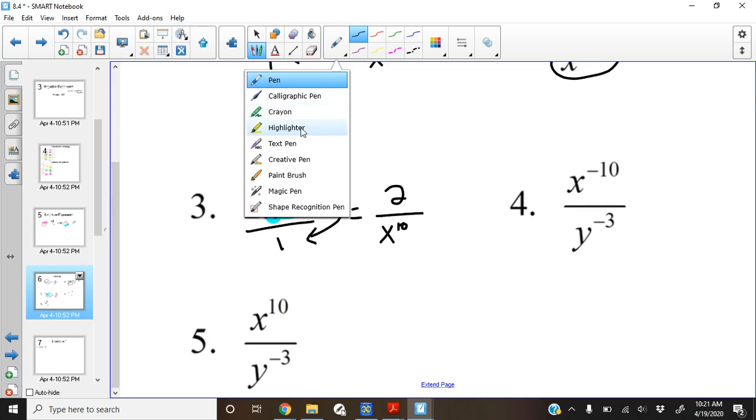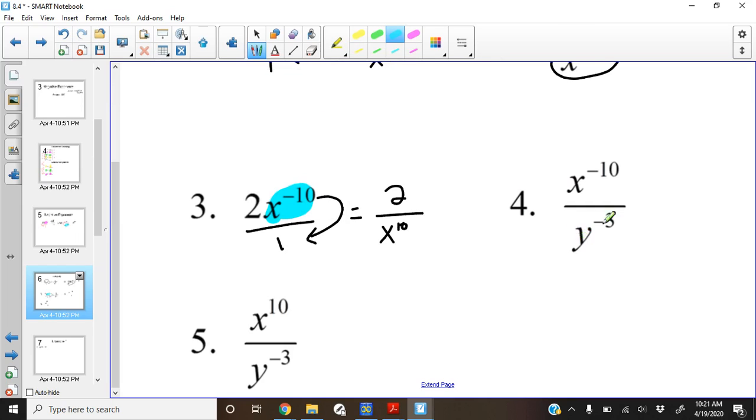All right, next one. Y to the negative third has to go up. That's really large, but and then x to the negative 10 has to come down.